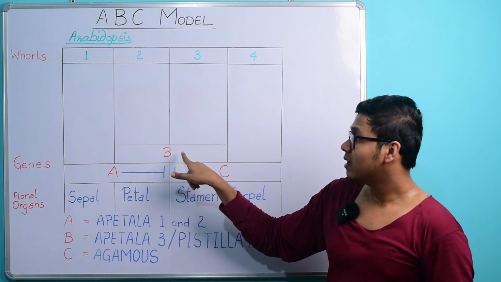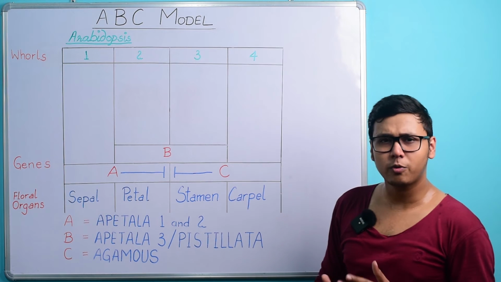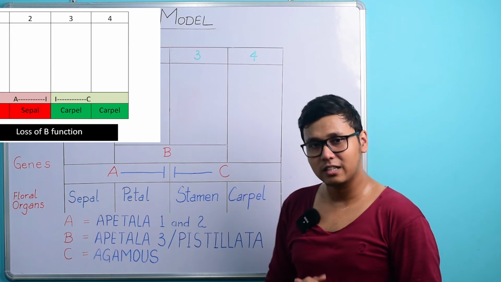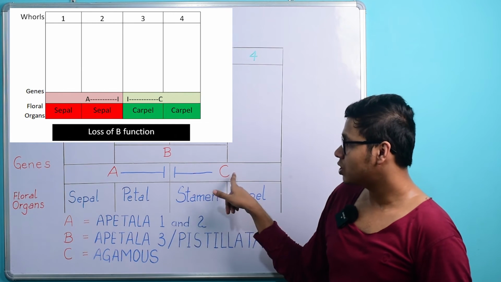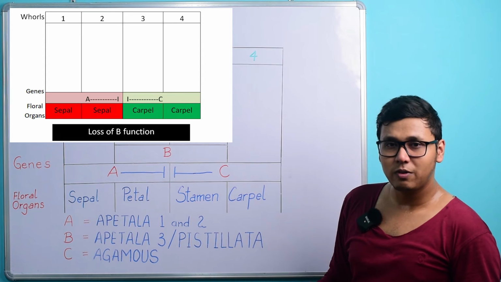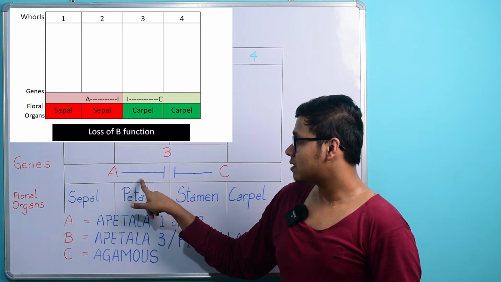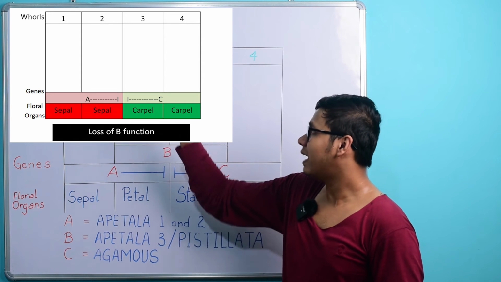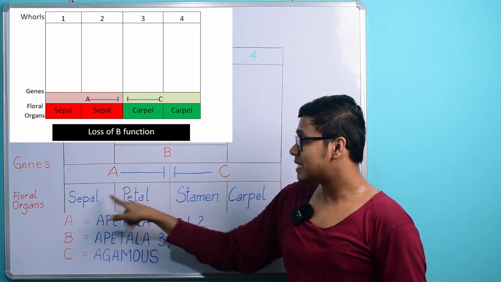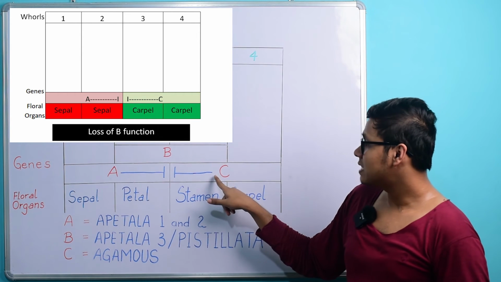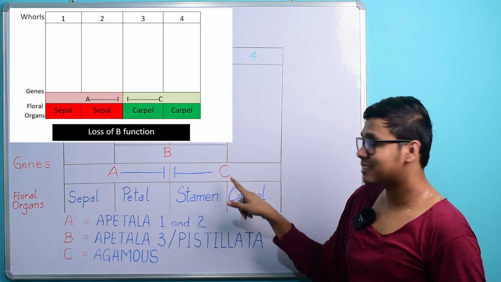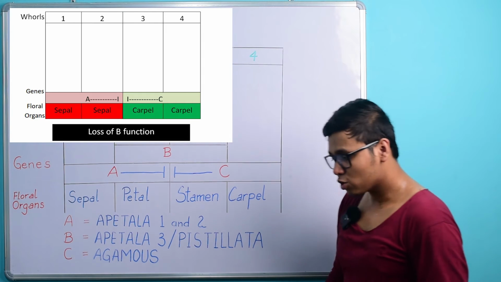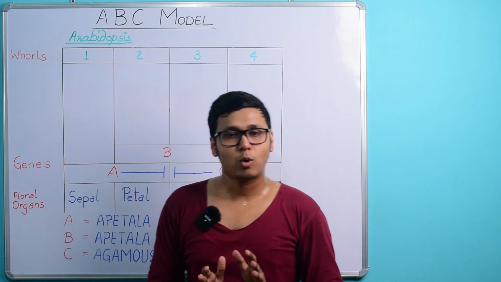Coming to the next point, if gene B is eliminated, what will be the case then? Only A and C will be there, and these two are inhibiting each other as always. So there will be no change in this line. So the arrangement we will get is that only gene A will be expressed in world 2, and as a result of that, we'll be getting sepals in place of petals, and gene C will be expressed in world 3, and as a result of that, we'll be getting carpels in place of stamen, right? That was all about the concept of this model.